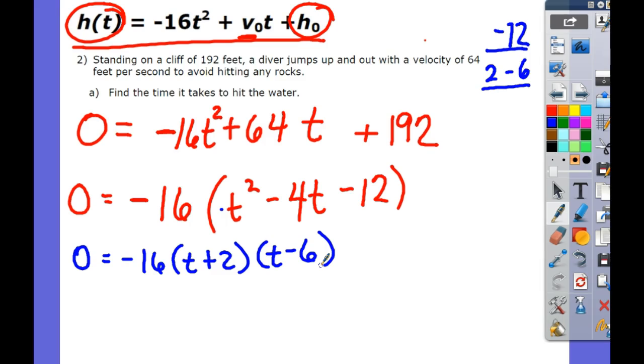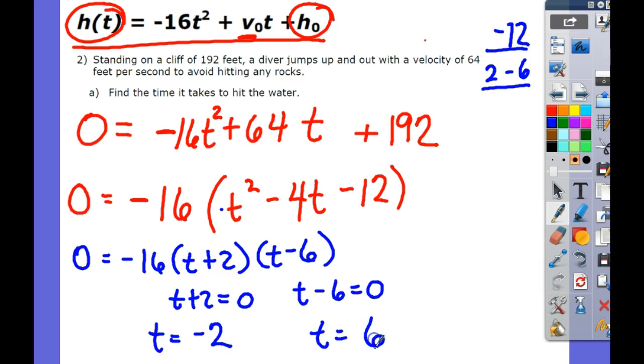I'm solving for t. Another name for solving is zeros, because the way you solve this is you put it equal to 0. The 16 can't equal 0. And you solve this and get 2 answers. But I have to throw this answer out because the diver cannot go backwards in time. It's going to take him 6 seconds to hit the water on his dive. Got it?